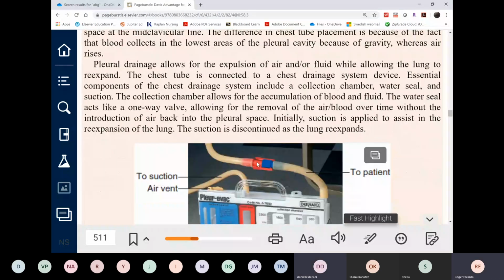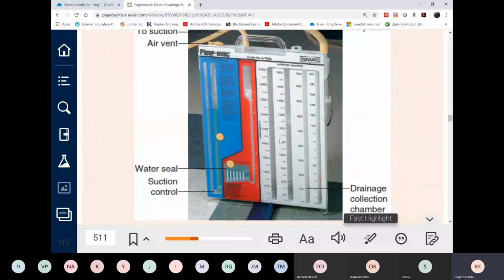Okay, and here's the reason for the suction. It will assist in re-expansion of the lung. Later, when the lung has fully re-expanded, meaning the hole that was in the lung is now closed, which takes time to close on its own. Once it's closed, do we still have air escaping into the pleura? No, no more. So will you still see any activity in the water seal chamber? If there's no more air, no more bubbling. So if there's no more activity in this chamber, that could be what's happening.